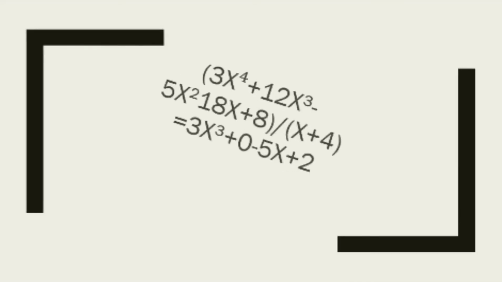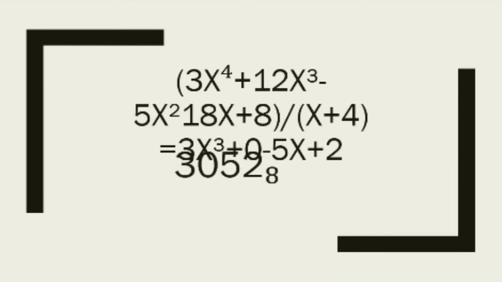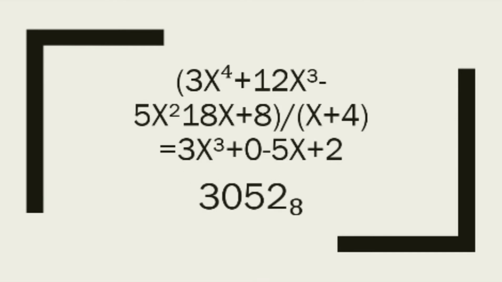Let us move on to octal conversion from the answer of the polynomial above. We will use 3052 base 8 as an example. Octal to decimal. We need to convert the octal number system to decimal number system so that we can convert it to binary and hexadecimal later.